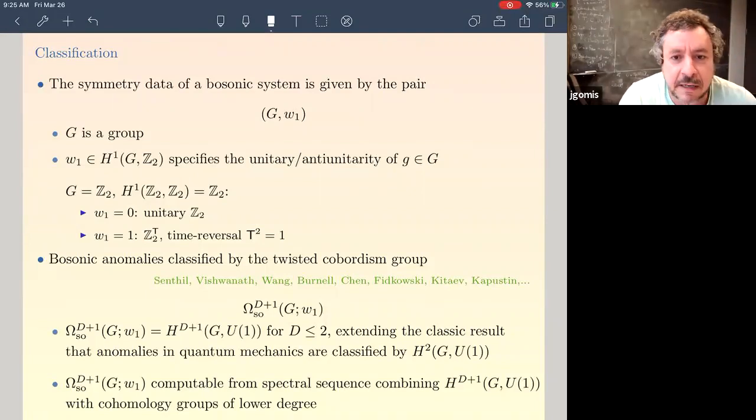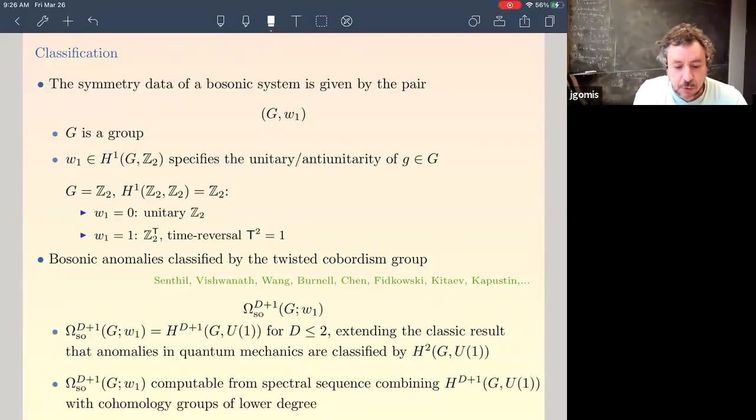I'll use a particular language that may sound weird, but it's really the right framework to think about symmetries and anomalies in bosonic and fermionic systems later. So the symmetry data of a bosonic system is given by the following pair: G, which is a group, and then this omega-1 is a class that essentially is a map from G to Z2. That's what this fancy thing means. It's a map from G to Z2 that essentially tells you what Wigner once told us. Any symmetry is either unitary or anti-unitary. And essentially this omega-1 tells you whether that particular group element is unitary or anti-unitary. So the classification of the symmetry is given by these two elements, G and a class in H1.